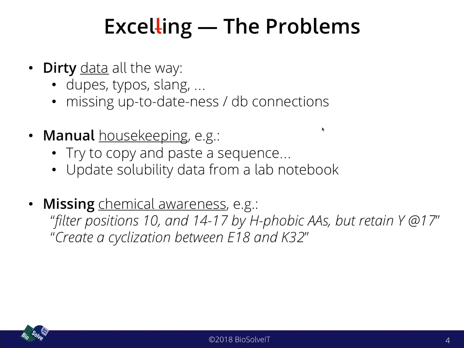And of course, all things chemistry. So the missing chemical awareness in there. Something which is extremely hard to do in Excel is, can you filter the positions 10 and 14 to 17 and show me only those residues that are hydrophobic in nature, but retain something at a certain other position, for example. Or cyclization support. All these are things that we really have quite severe problems with being time efficient when we use tools like Excel.